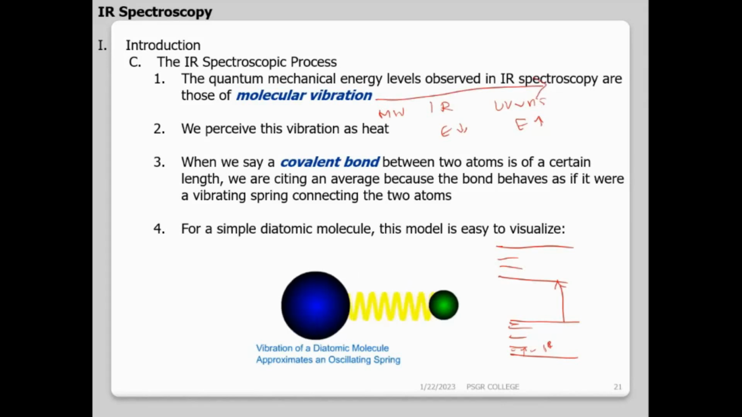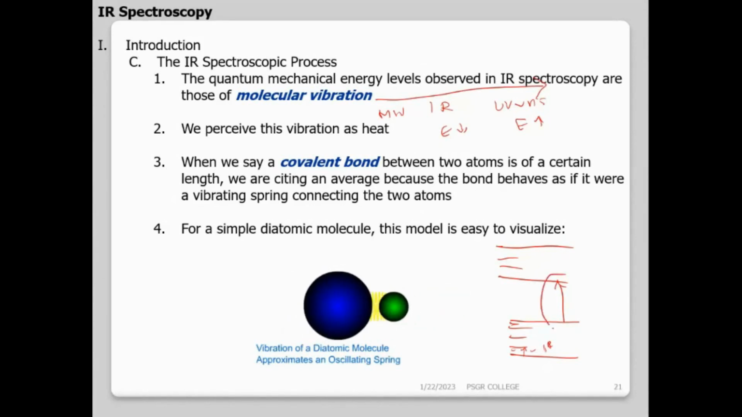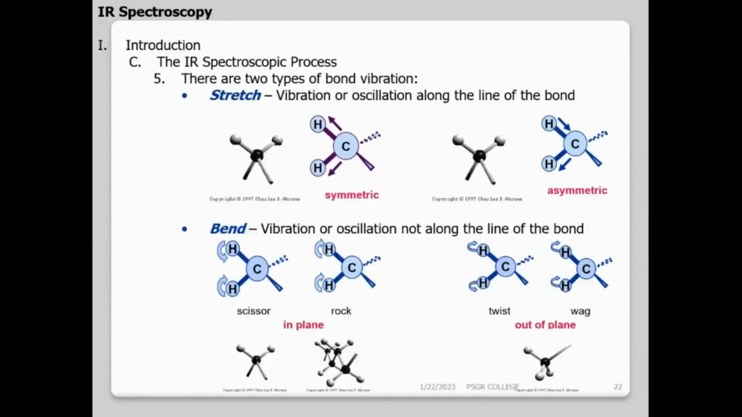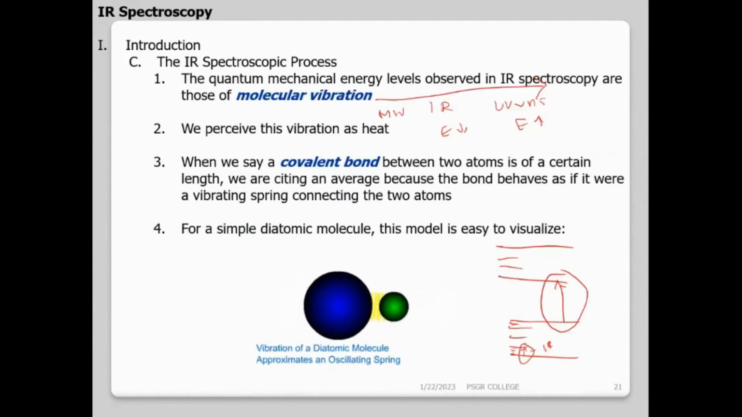So IR has more energy than microwave, and UV has more than IR, because the energy levels are different. I require higher energy for UV-visible, less energy for IR, and still less energy for rotational spectroscopy. Okay, so that is the reason that I use different energy levels.